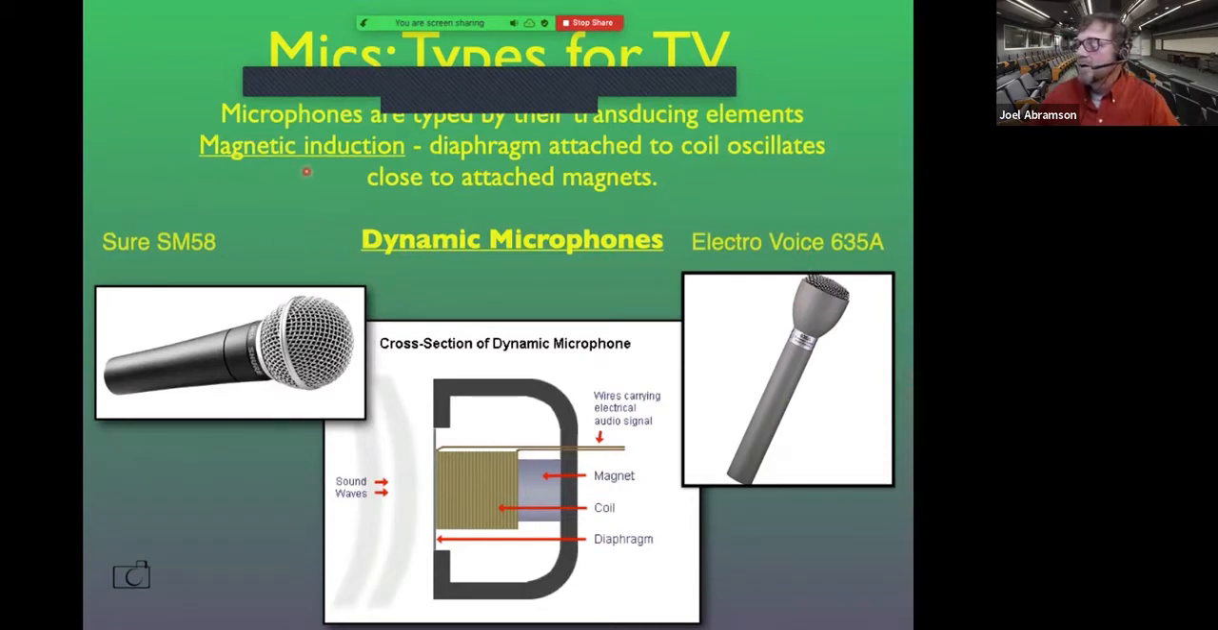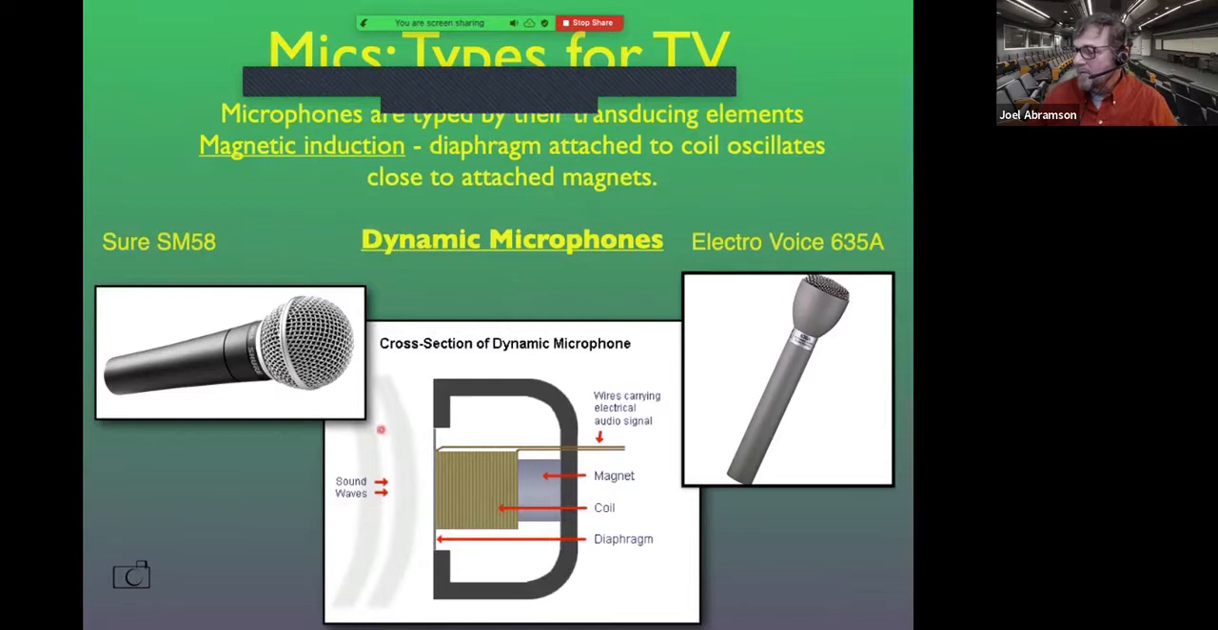All right, now we can also classify our microphones by their construction, by the way they do their transducing elements. Remember, we're converting energy. So these are magnetic induction devices. There's some sort of magnet or electromagnet involved in turning the acoustic energy into electric energy, right? The dynamic microphones are one of these magnetic induction types of microphones.